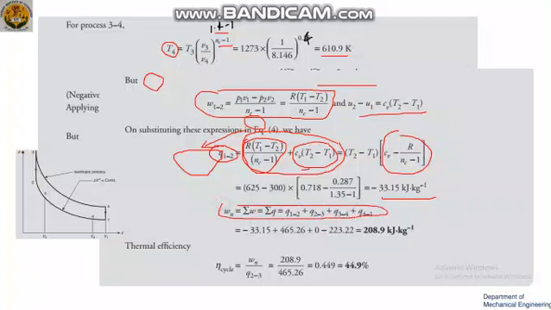And Wn will be equal to Q1 to 2 plus Q2 to 3 plus Q3 to 4 plus Q4 to 1. Here you just observe Q3 to 4 is 0 because this is an isentropic process. Except that you have all the values: Q1 to 2, Q2 to 3 and Q4 to 1. So the Wn will be 208.9 kilojoule per kg, and for the efficiency you have the formula Wn divided by Q2 to 3. Substitute all the values to arrive at the efficiency as 44.9%. Okay, that's all for the day. Thank you.